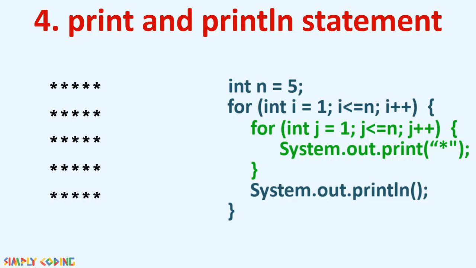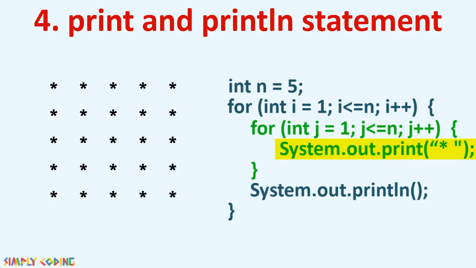and it is giving an effect of rectangle instead of square. You can fix this by just adding an extra space next to it in the print statement. So this is our final code to print square.